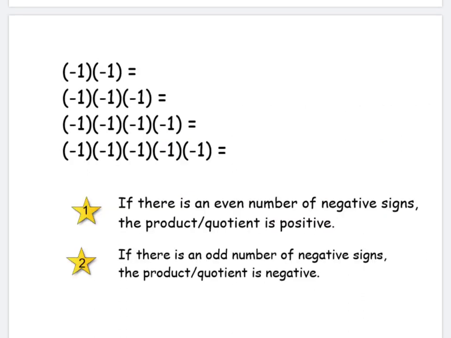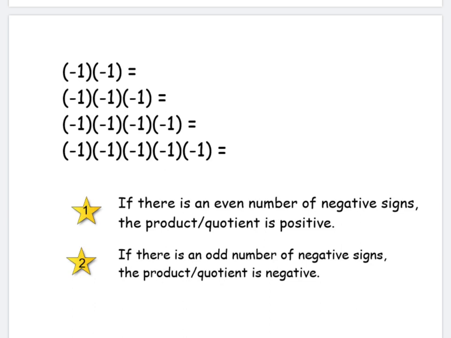The last thing I want to take a look at with multiplication and division is what happens if there's multiple negative signs within a problem. How do you determine whether your answer is positive or negative? There's a quick way of doing it. You still have to do all the multiplication or all the division. However, there's a quick way of determining whether your answer is positive or negative.